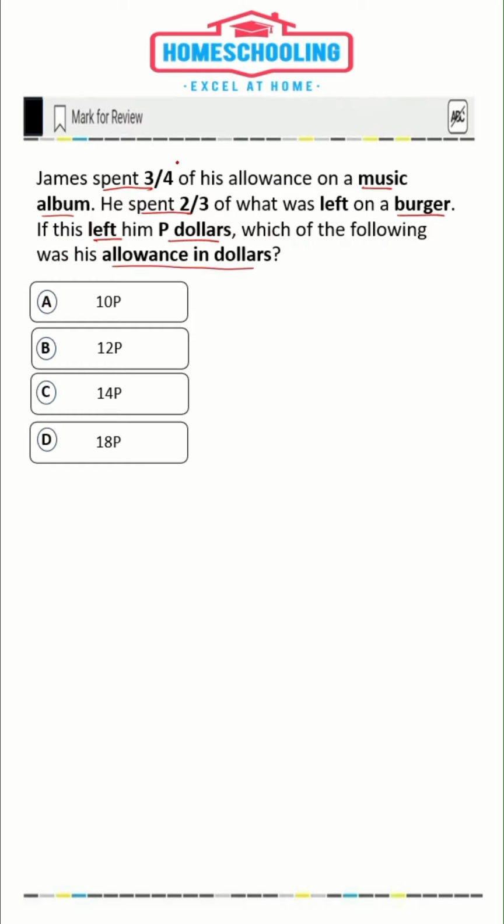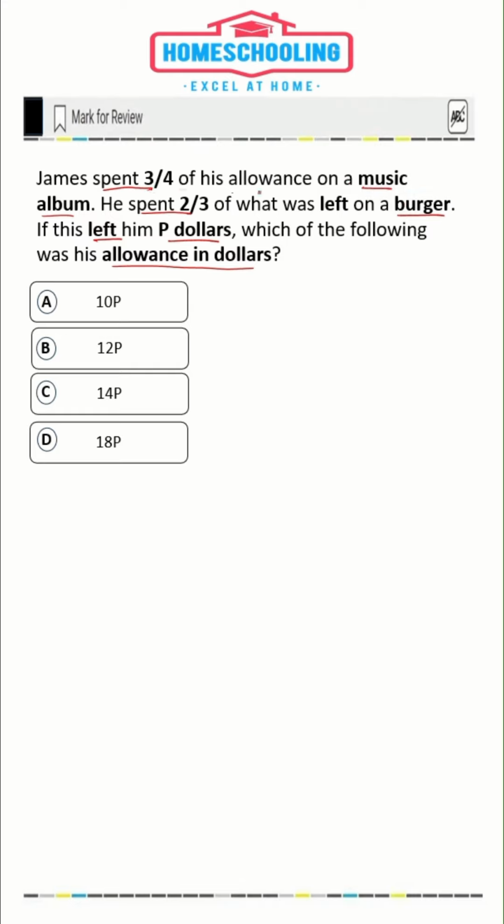So in the question, after spending on the music album and the burger, he was left with $P. But in the first two lines, the amounts spent on the music album and on the burger are given. So what we're going to do here is find the amount left after spending on the music album and after spending on the burger.